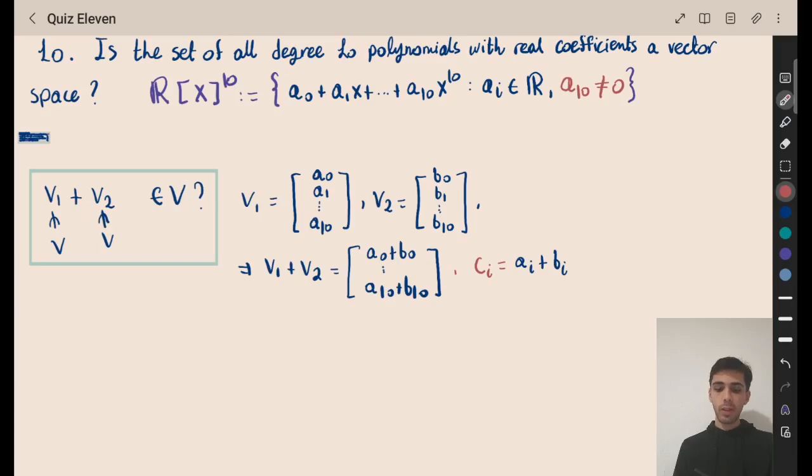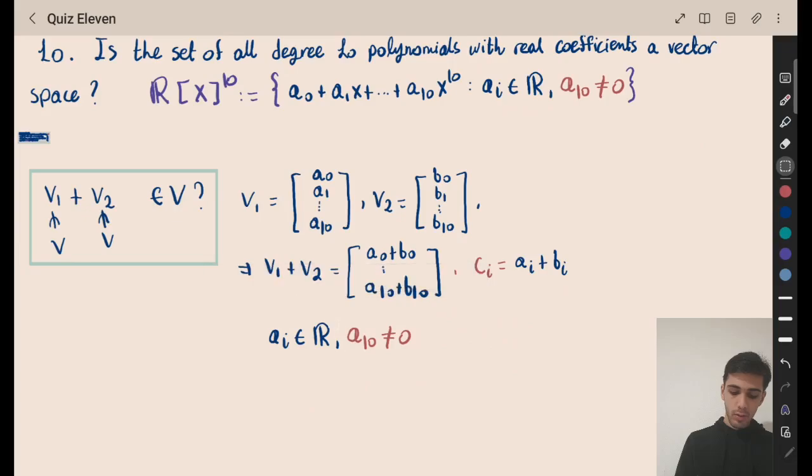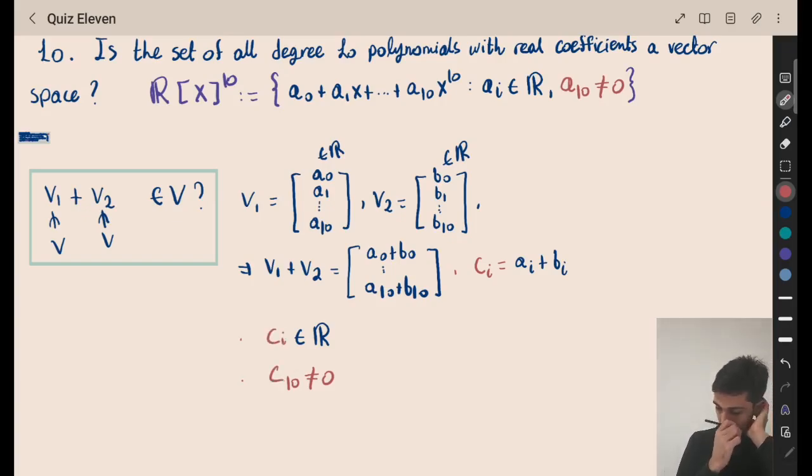And here's why I do this specifically. I do it because I want to check these two things. Is this true and is that true? You can try to pause the video and think about this. I can tell you something for sure. That is, if a0 is in R and b0 is in R, I mean ai in general, then probably ci is going to be in R. So ci is going to actually be in R.